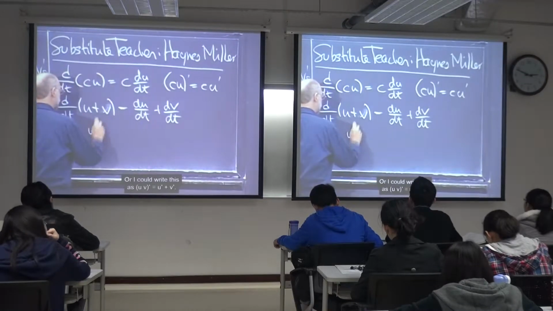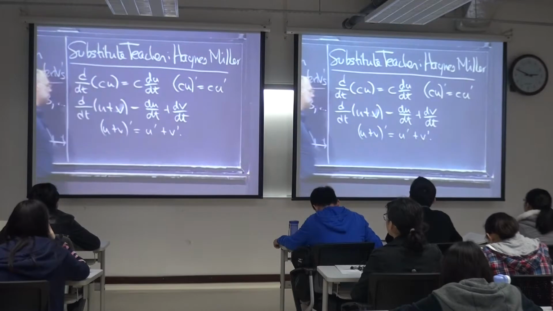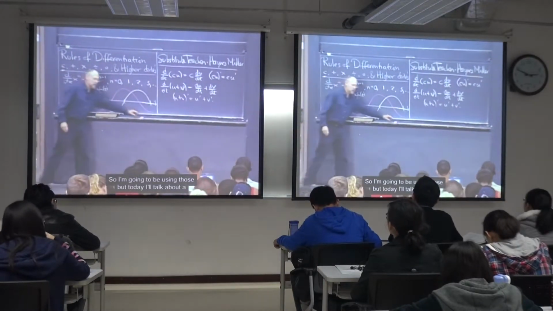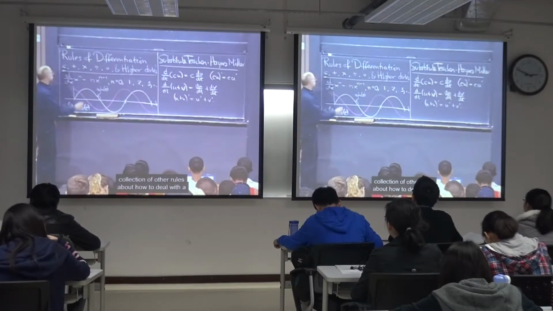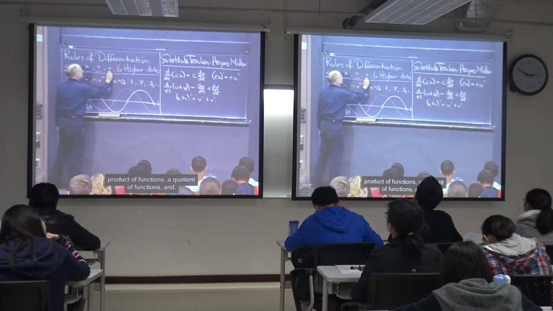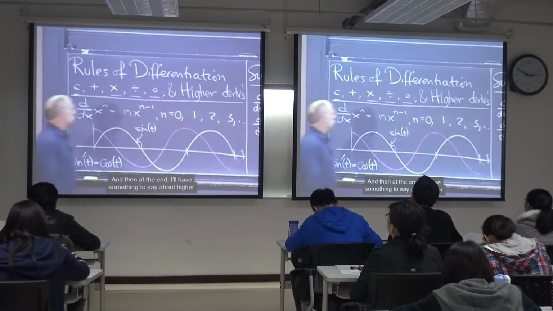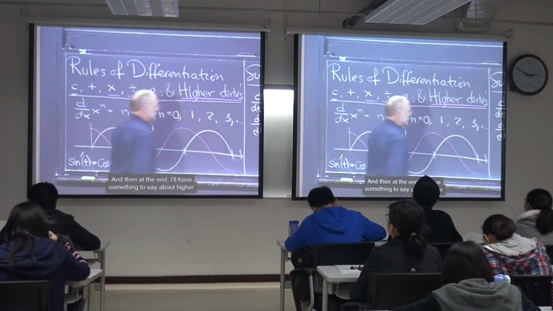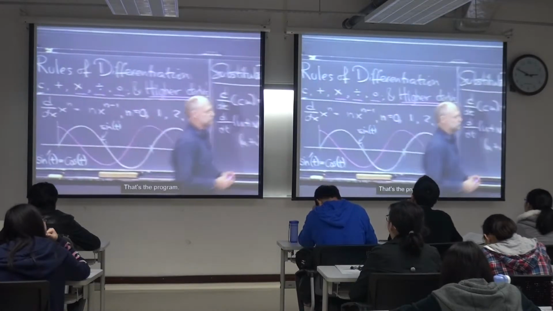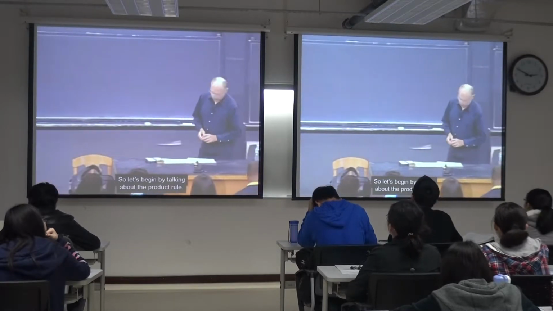Or I could write this as u plus v prime is v prime plus v prime. So I'm going to be using those, but today I'll talk about a collection of other rules about how to deal with the product of functions, quotient of functions, and best of all, composition of functions. And then at the end I'll have something to say about higher derivatives. So that's the story for today. That's the program. So let's begin by talking about the product rule.